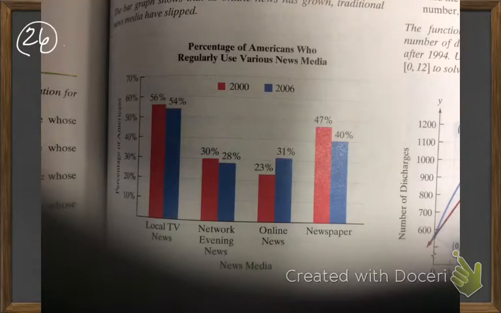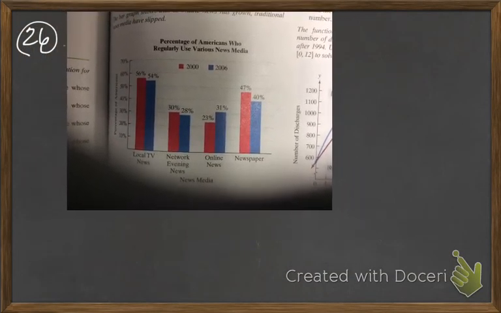So 26 has a bar graph. Let me see if I can take a picture of this real quick. All right, so 26 has a bar graph, and it says in 2000, 23% of Americans regularly use online news for getting news, and this has increased at an average rate of approximately 1.3% per year since then. The directions say find a linear function in slope-intercept form that models the given description. Each function should model the percentage of Americans, P of x, so they want you to use function notation. So instead of y equals, they want you to use P of x, who regularly use the news outlet x years after 2000.